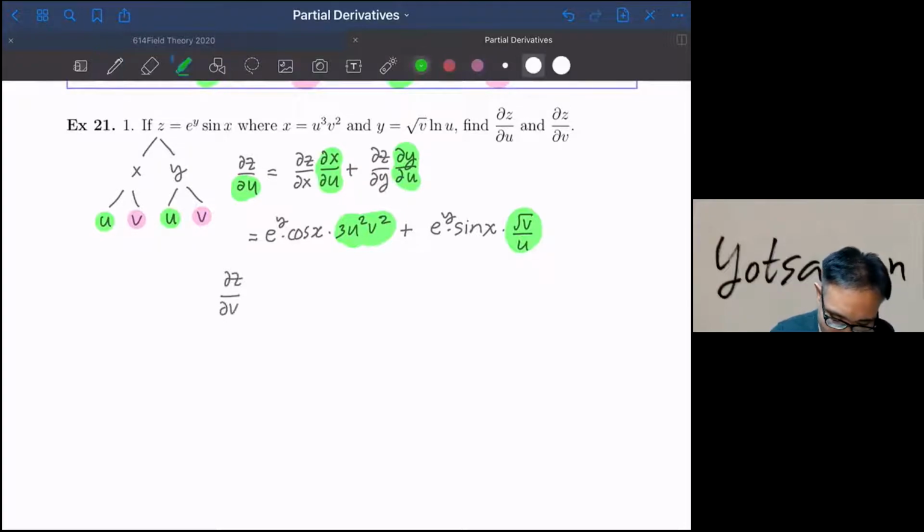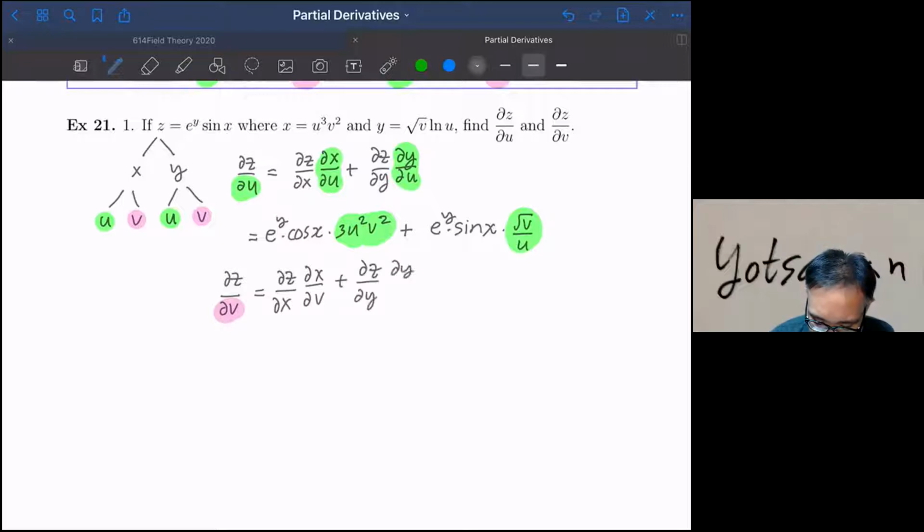Okay. Another one is dz dv. For dz dv, you follow this leg. So it's going to be dz dx dx dv plus dz dy dy dv. Okay, so it's going to be like this.